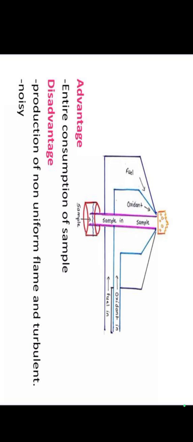The advantage is the entire consumption of the sample. It occupies a small area. It is turbulent, and this type of flame can be used for most types of samples. The demerits are that it is very noisy, it produces a non-uniform flame, and turbulence is produced. These are the advantages and disadvantages of the total consumption burner.